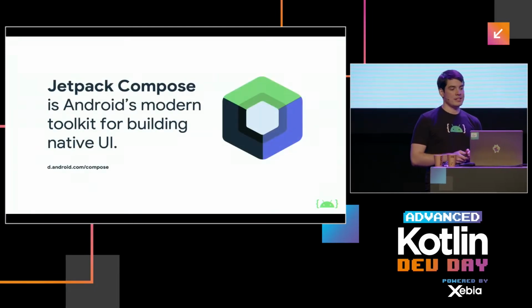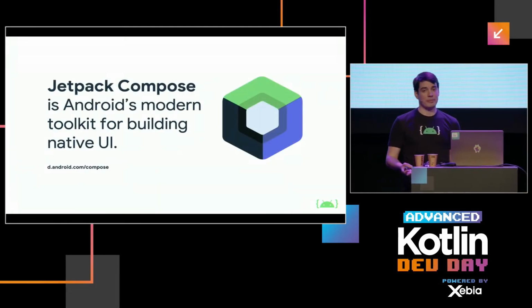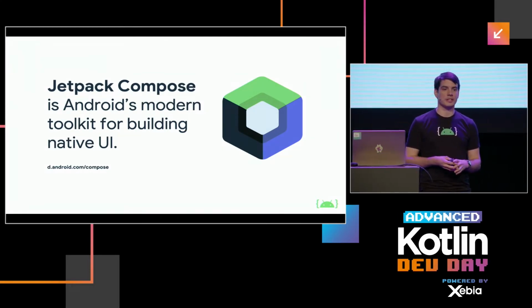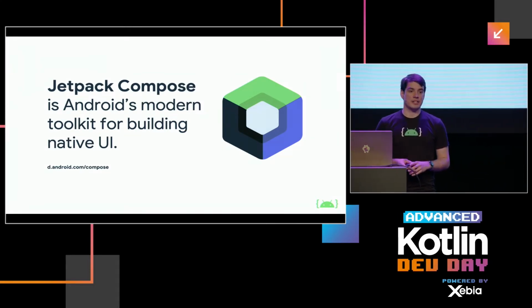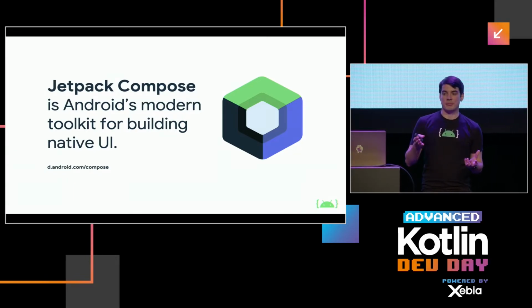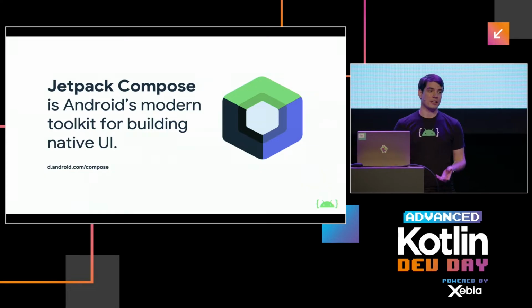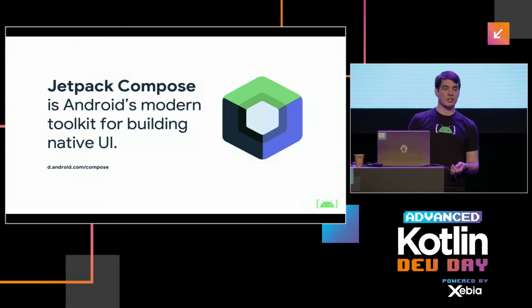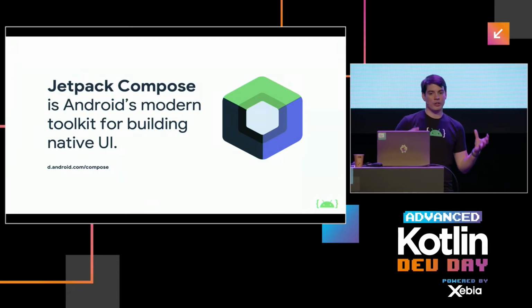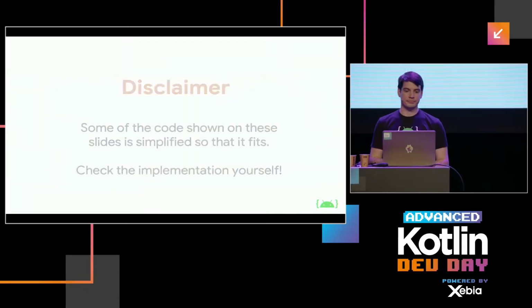All right, in case you're not familiar with it yet, what is Jetpack Compose? Let's start from the beginning. Compose is Android's modern toolkit for building native UI. It's replacing the view system that we've had around for more than a decade. And most importantly, Compose is entirely Kotlin. So it's powered by a Kotlin compiler plugin, and all of its APIs and implementation are built in Kotlin.